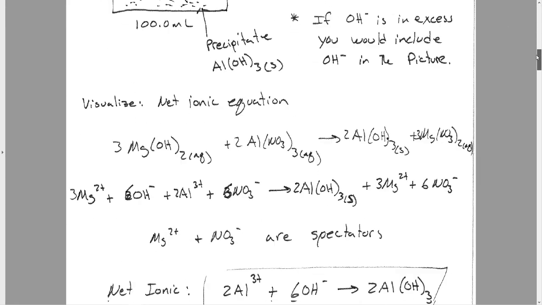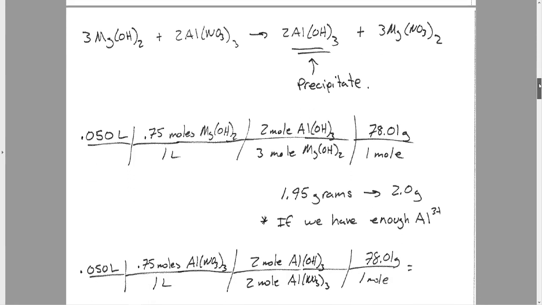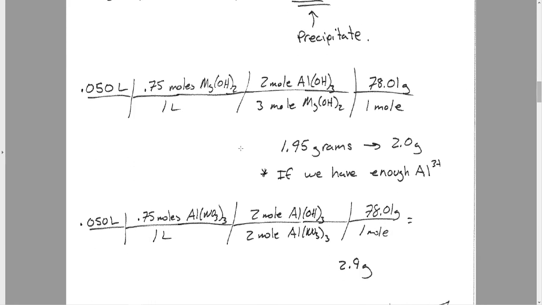All right, so we come down, and we've got our 2 calculations. This would be figuring out how much precipitate can be produced with the first reactant that I was given. So I was given 50 milliliters, so 0.05 liters, and the molarity is 0.75. If I do liters times molarity, that'll give me moles of magnesium hydroxide.